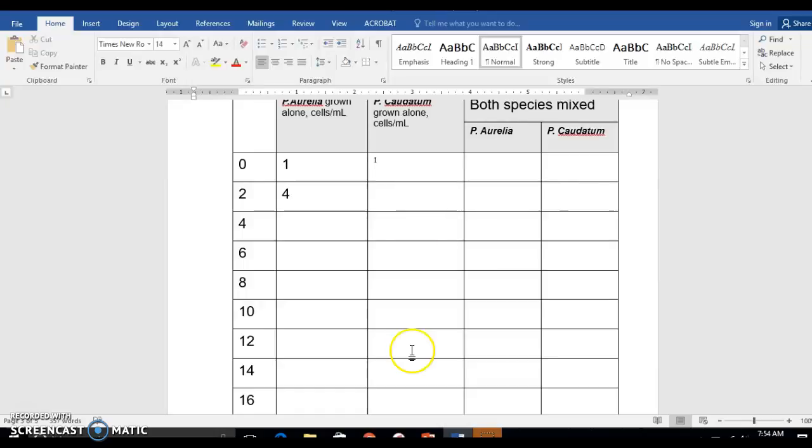Find similarities or patterns. So you're looking for patterns, right? Is there a similar pattern in the way their population grew? Or is there a similar pattern in the way the population didn't grow? It just depends on the results. And then you say, what are different ways the population changed for P. aurelia compared to caudatum? That's the contrast.